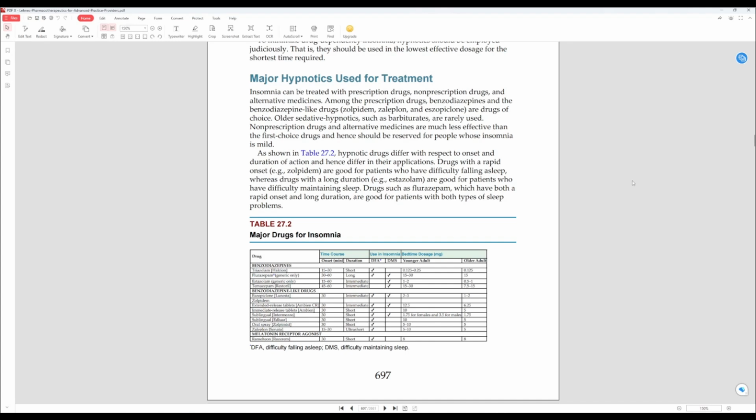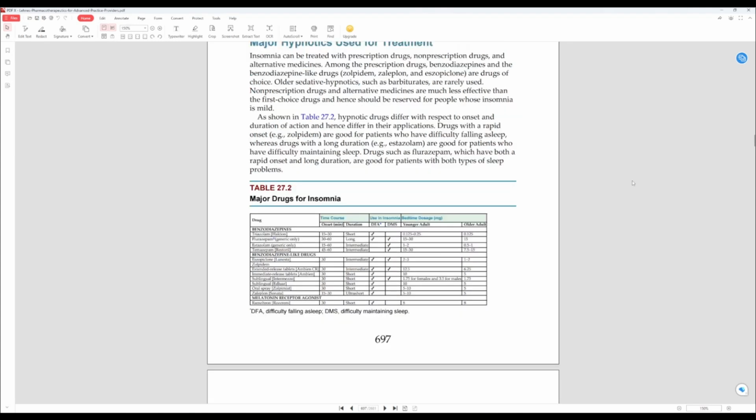The following table shows hypnotic drugs differ with respect to onset and duration of action, and therefore differ in their application. Drugs with a rapid onset are good for patients who have difficulty falling asleep, whereas drugs with a long duration are good for patients who have difficulty maintaining sleep. Drugs such as flurazepam, which have both a rapid onset and long duration, are good for patients with both types of sleep problems. So here's a good spot to hit pause so you can see again the different types of time onset and its use in insomnia.